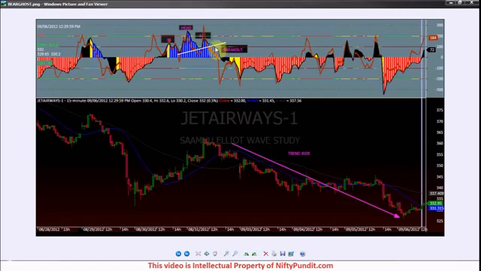For scalping purposes, we can do it like this: short trade, booking it here, and one more zero line trade, booking it here, one more zero line trade, we'll be booking it here.